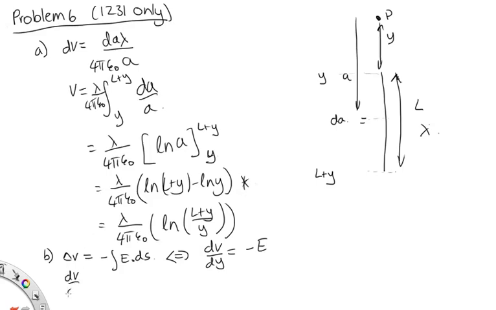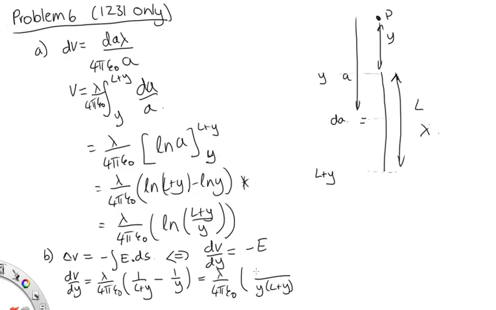So dV/dy, we've got this constant out the front, lambda over 4 pi epsilon naught. Now when we take the derivative of log(L plus y), we end up with 1 over (L plus y). Then when we take the derivative of the next term, we keep our negative sign and we end up with 1 over y. So this is equal to lambda over 4 pi epsilon naught, and then we've got y(L plus y) as a common denominator. We end up with y minus L minus y. And so this is equal to minus L lambda over 4 pi epsilon naught y(L plus y).